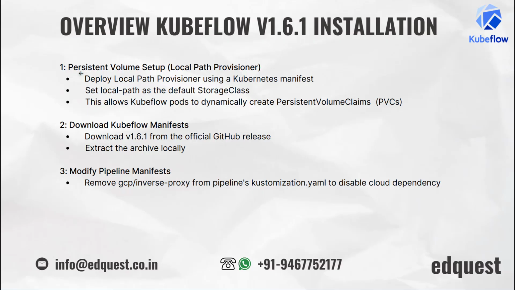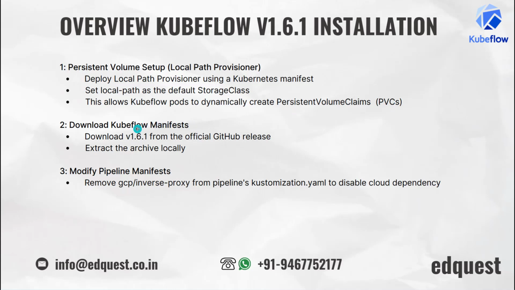Coming to the first point, persistent volume setup, or you can say local path provisioner. This is the most important step, in which we have to install the local path provisioner by using YAML files. The same YAML files are available in our GitHub repository, and the repo link is available in the video's description. Then we need to set up a local path by using a command. This path will allow the Kubeflow pod to generate dynamic persistent volumes, which is known as PVC.